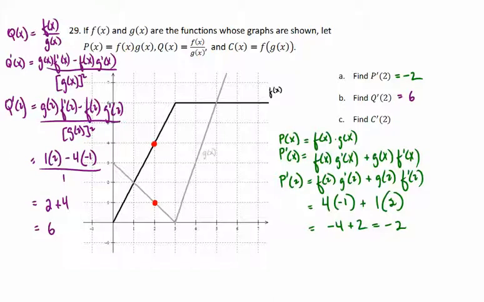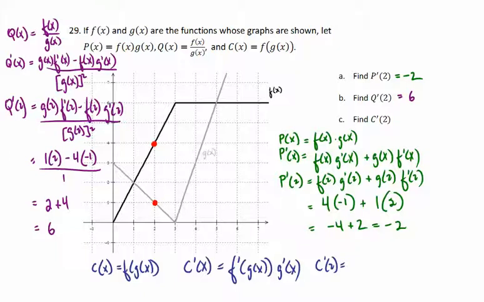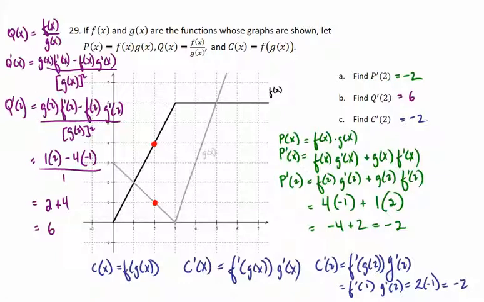And finally, c of x. C of x is f of g of x. So c prime of x is f prime, leave the inside alone, times the derivative of the inside. So c prime of 2 would be f prime of g of 2 times g prime of 2. G of 2 we know is 1. F prime of 1, g prime of 2. F prime at 1 is still 2. G prime at 2 is still negative 1, and so we get a value of negative 2 there.